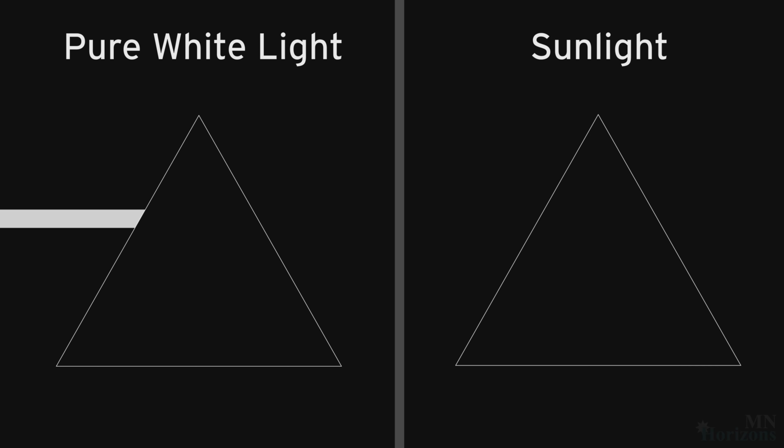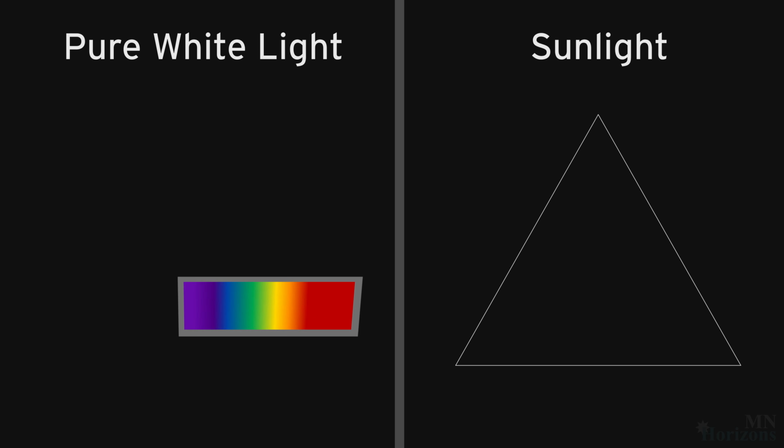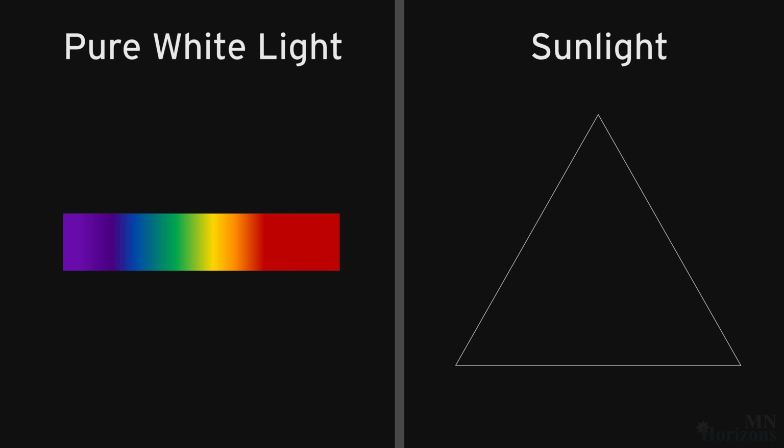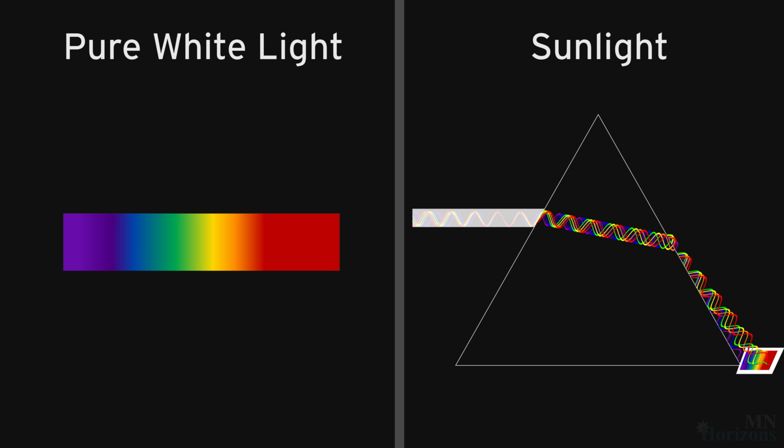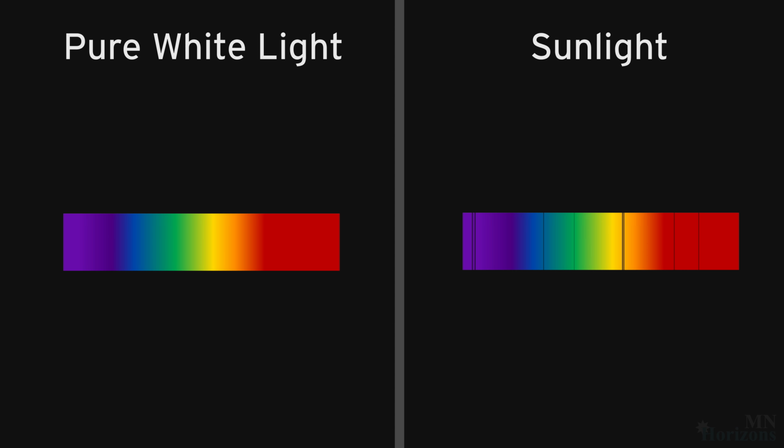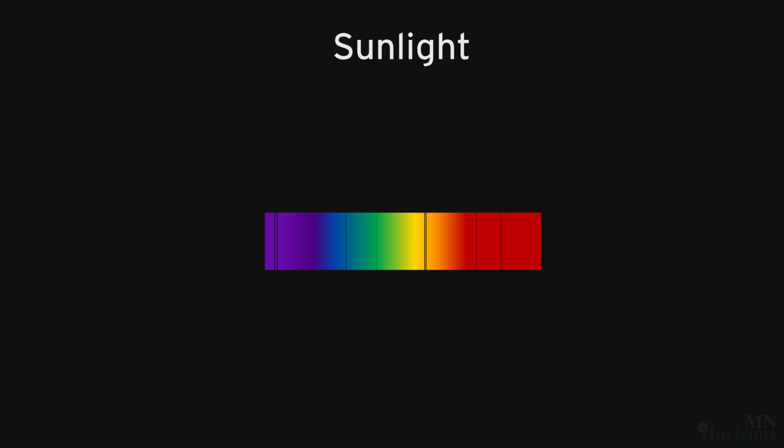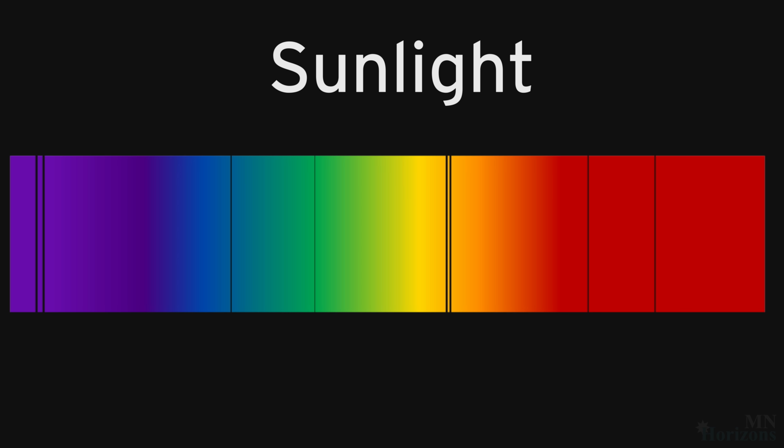If you split pure white light using a prism, you will see a smooth, continuous rainbow. But if you do the same with sunlight, the result is slightly different. Instead of a perfectly smooth spectrum, there are thin dark gaps, specific colors missing. What causes those gaps, and how can they tell us something about the sun?